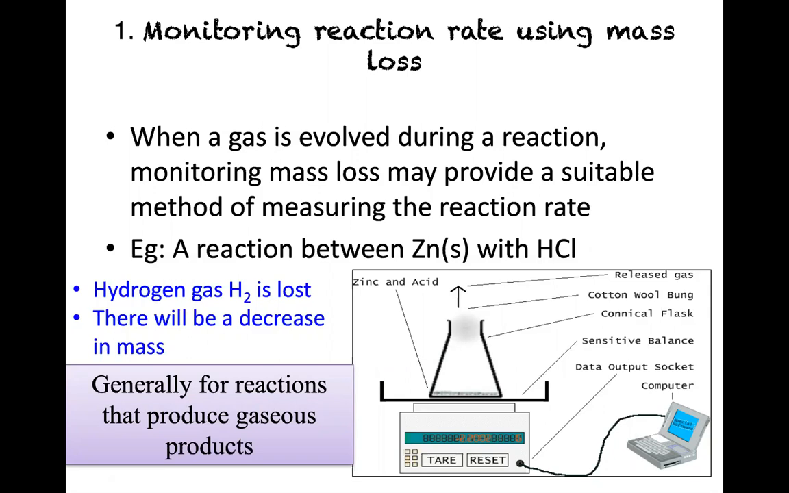Sometimes for one reaction, there are several methods that you can use. So there's no strictly one method, but the method that you have chosen must make sense, right? Let's see, what do you have in your notes? Please copy this down where it says generally for reactions that produce gaseous products, you will use this mass loss method.